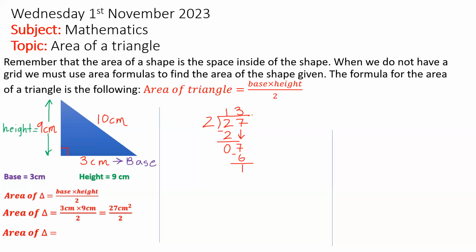Are we done? No, because we have to bring down the zero. We have to put a decimal point, right? The decimal point gives us the permission to add a what? An imaginary zero. And so how many times can 2 go into 10? 5 times, good. And that's how we get 13.5, because we divide.